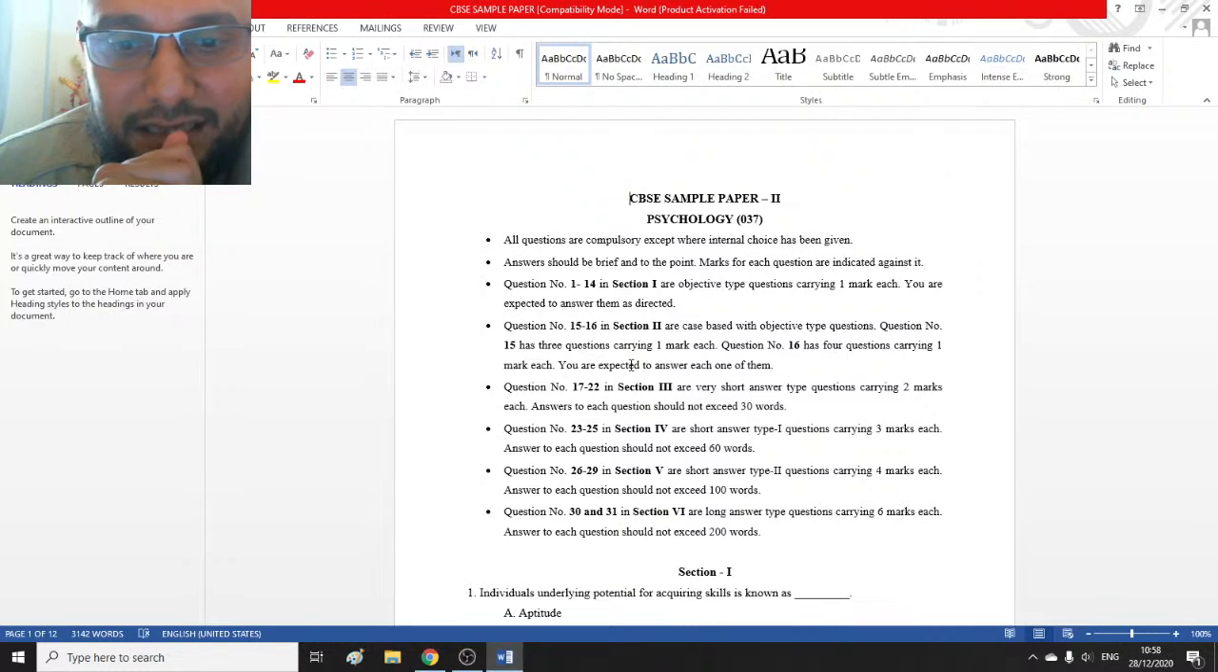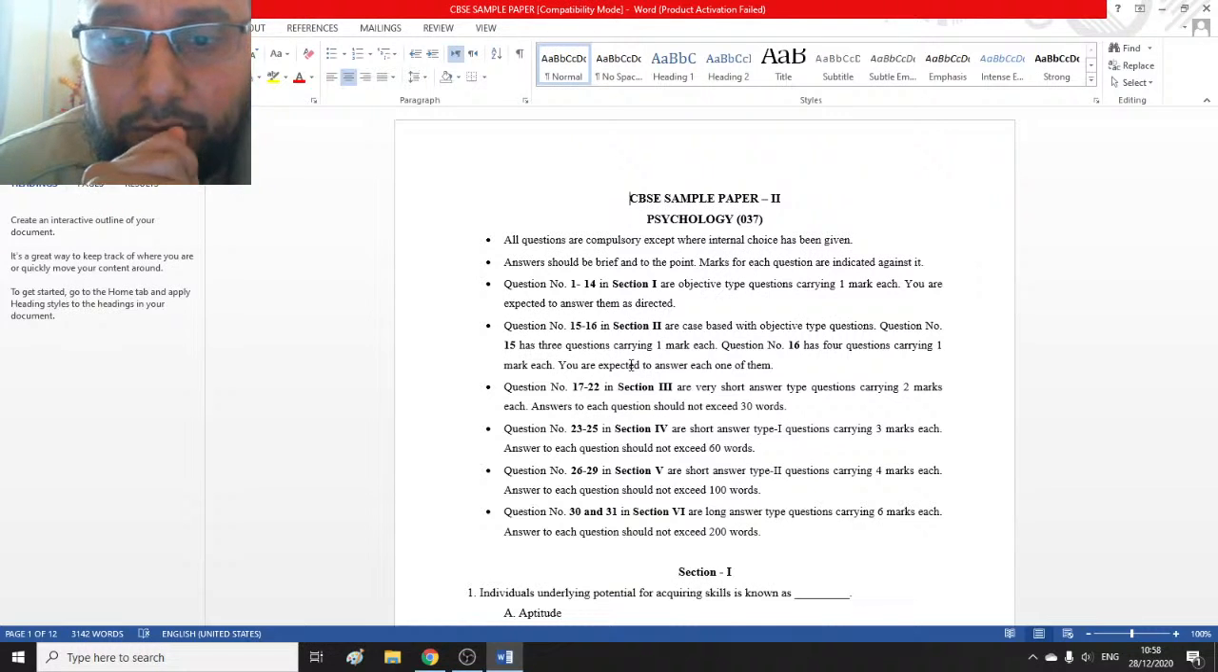And question number 26 to 29, if you see section 5, you need to answer the 4-mark questions, 4 questions you need to answer. And question number 30 and 31, 2 questions for 6 marks each, which you need to answer here. You can look into the word limit also.